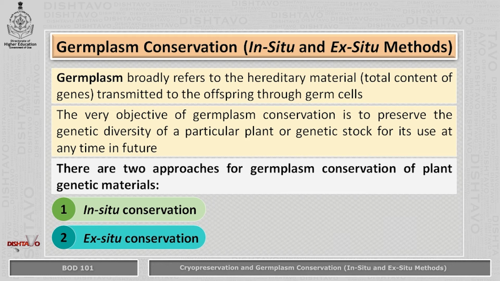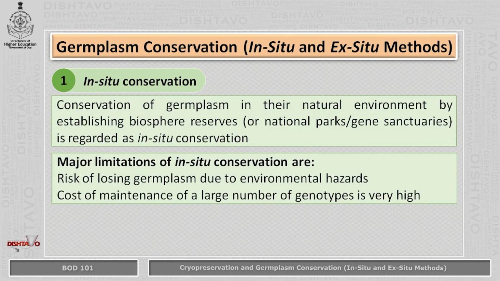There are two approaches for germplasm conservation of genetic materials: in situ conservation and ex situ conservation. In situ conservation. Conservation of germplasm in their natural environment by establishing biosphere reserves is regarded as in situ conservation. This approach is particularly useful for preservation of land plants in a near natural habitat, along with several wild relatives with genetic diversity. Major limitations of in situ conservation are risk of losing germplasm due to environmental hazards. Cost of maintenance of a large number of genotypes is very high.